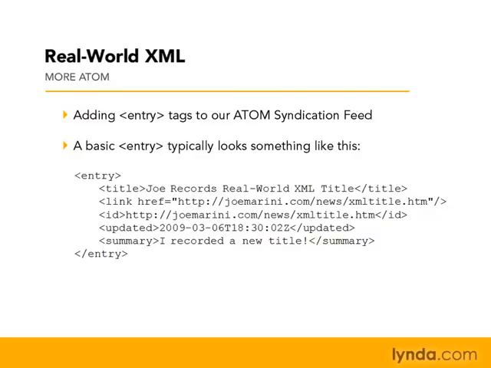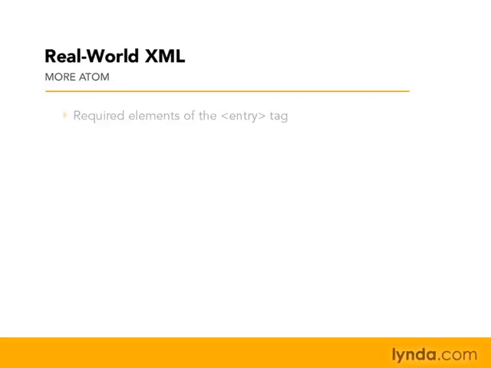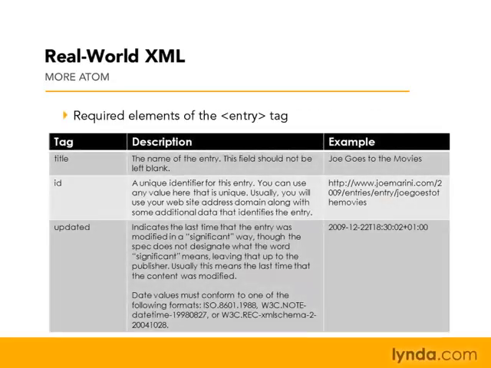Just like the feed tag, the entry tag has some required elements. And not surprisingly, they're pretty much the same as the required elements of the feed tag. So the title for an entry is the name of the particular entry. And you should not leave this blank because, again, this is how most feed readers will present the name of the entry to the user. And you can see I provided examples again for each one of these.